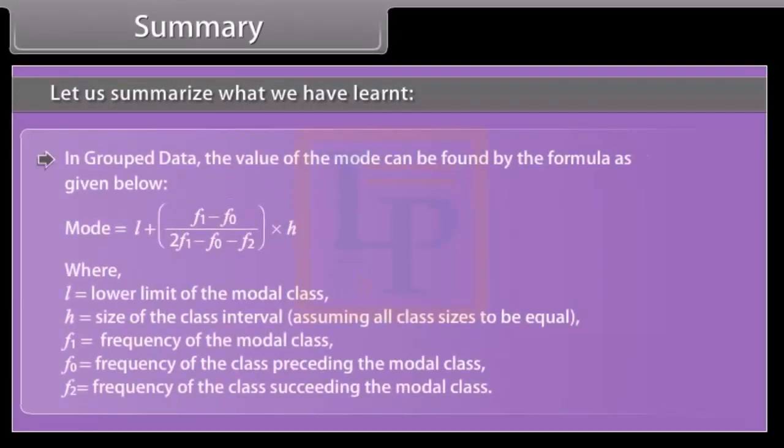In grouped data, the value of the mode can be found by the formula as given. L plus (f1 minus f0) divided by (2f1 minus f0 minus f2) multiplied by h, where L is equal to the lower limit of the modal class, h equals size of the class interval assuming all class sizes to be equal, f1 equals frequency of the modal class, f0 equals frequency of the class preceding the modal class, f2 equals frequency of the class succeeding the modal class.